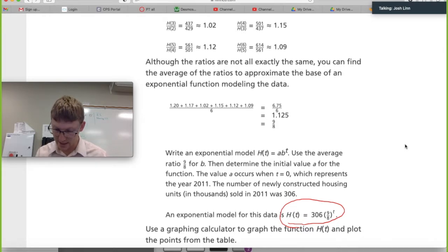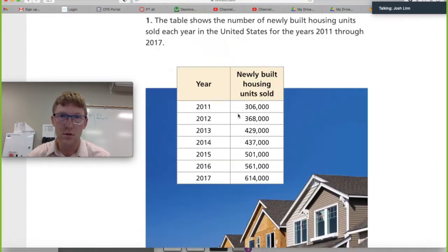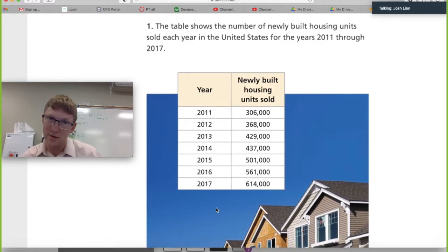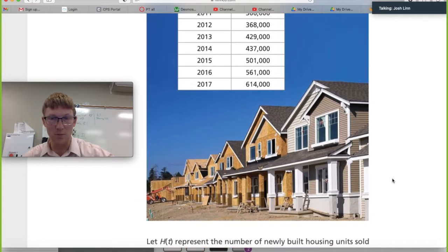Now you can take this and you can make a prediction about how far do we go, about 2018, 19, 20, 21. So if the pattern holds, you can predict newly built housing units or the cost of newly built housing units into the future, which is a really useful thing to be able to do.